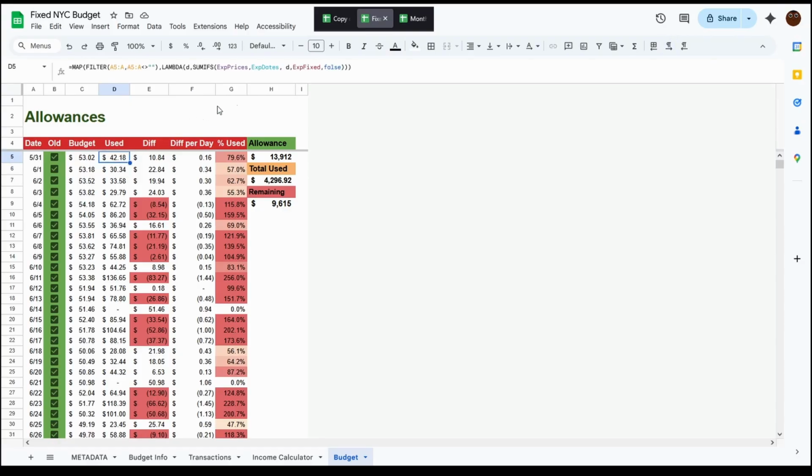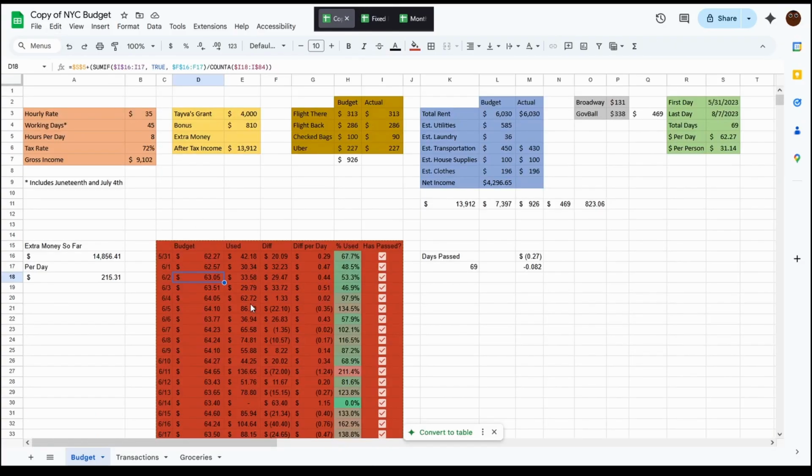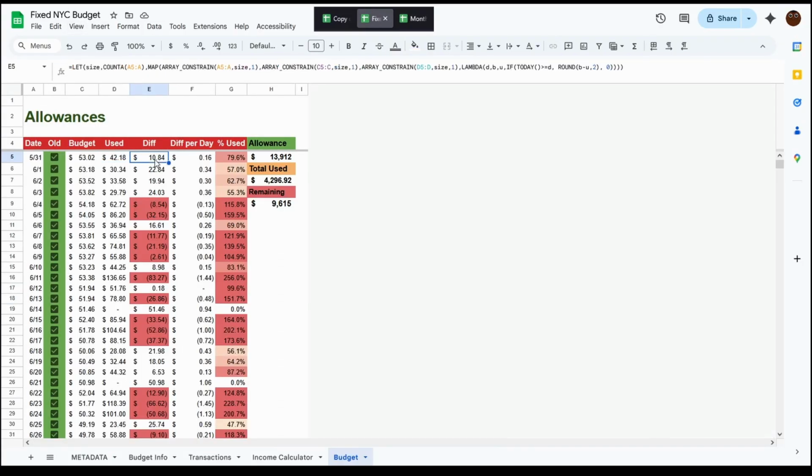Used is the same thing that he was doing over there, where I did another map of each date, summing everything together, and then putting it down here. And these calculations are the exact same as these calculations, because they're based off of hard-coded transactions that I did not muck about with. Then from there, it does the differences. This is the exact same thing as it's doing on the other side. The only thing I'm doing is just rounding by 2 so it looks like money.